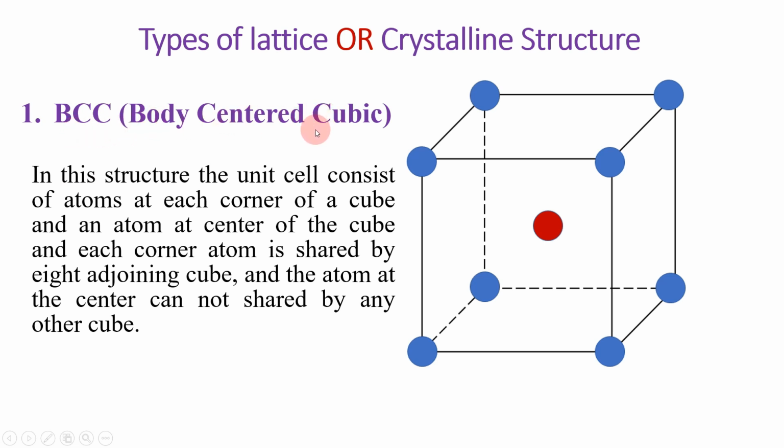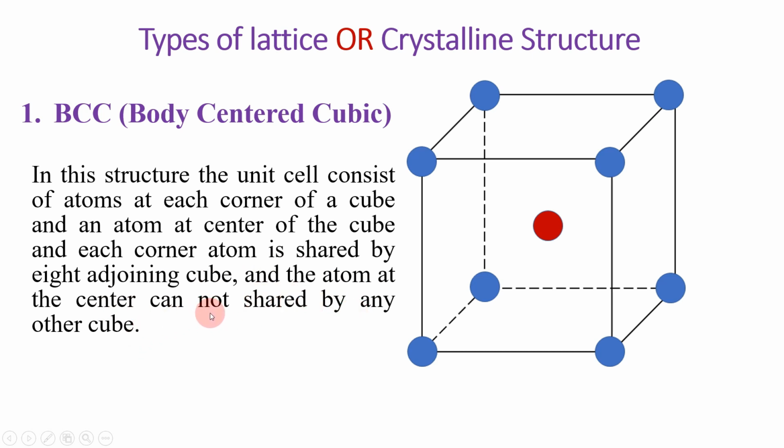Now why is this called body centered cubic? Let's see. I will first read what is written here, and then we will understand by the diagram itself. So let's see what is written here. In this structure, the unit cell consists of atoms at each corner of a cube and an atom at the center of the cube, and each corner atom is shared by 8 adjoining cubes, and the atom at the center cannot be shared by any other cube.